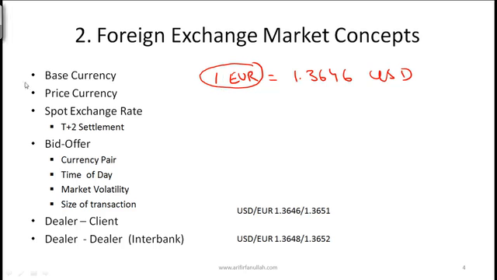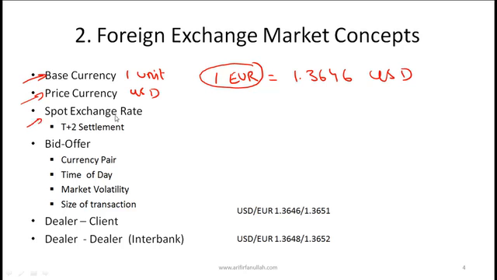So whenever you see the term base currency, immediately you should think that we have 1 unit of the base currency. The other currency then is the price currency. In this example, US dollar is the price currency. So essentially what we are saying is the price of 1 euro is 1.3646 US dollars. So here US dollar is the price currency.